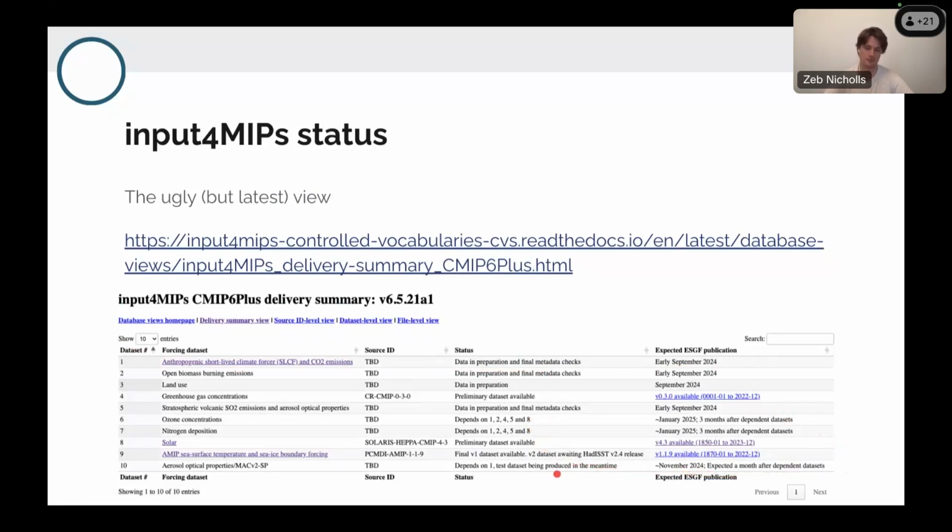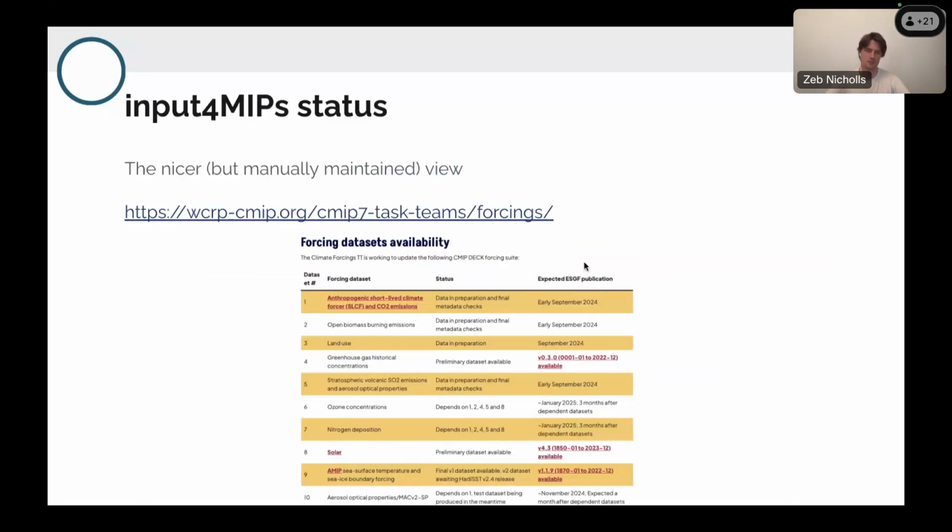left data sets which depend on other data sets in our set. So we nearly have a full set of independent input4MIPs data, and then we hope to have the full set by early January next year in a V0. So I think we're moving at a reasonable pace. Obviously, the CMIP7 timeline is tight, but we are getting there. And if you want to keep up to date, this is a good link to bookmark. There is a slightly nicer view, which is maintained by Eleanor and the CMIP IPO team on their task team's forcings website. The information is the same, so you can take your pick.